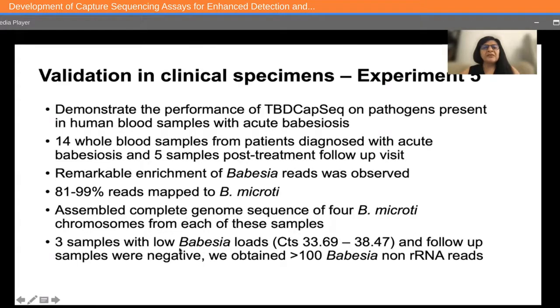There were 3 samples with low Babesia loads, and the follow-up samples were negative. And from these samples, we obtained almost 100 Babesia non-ribosomal RNA reads.